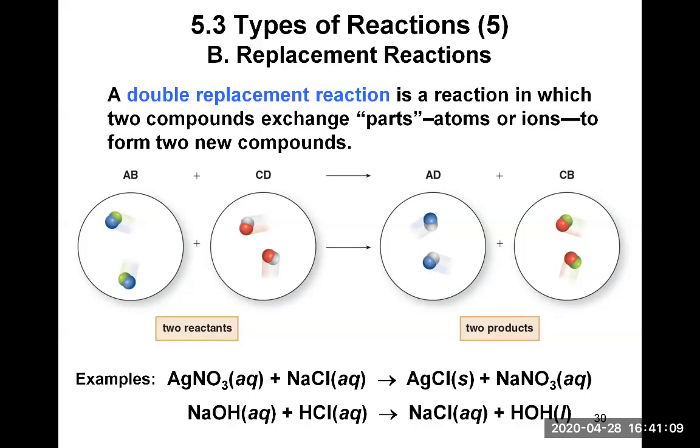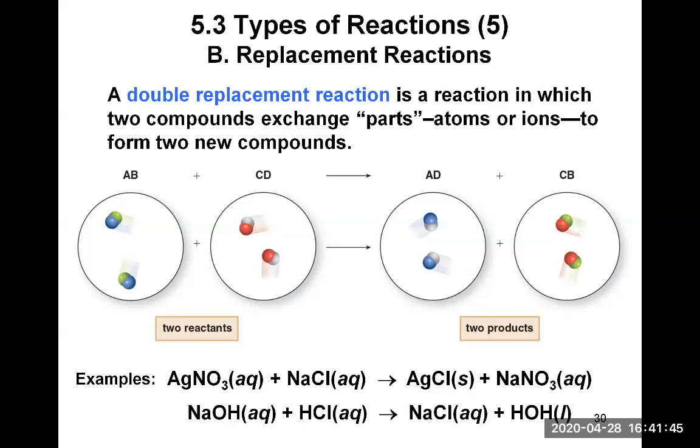In the generic form of the double replacement reaction, you have AB plus CD, so that represents two compounds made of four different kinds of atoms there. And they will exchange partner. A will combine with D, and then C will combine with B. And so now you have a new compound AD and another new compound CB. So that's how you recognize the double replacement reaction.